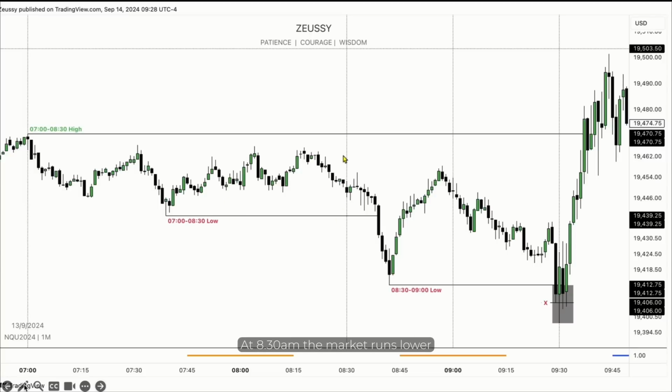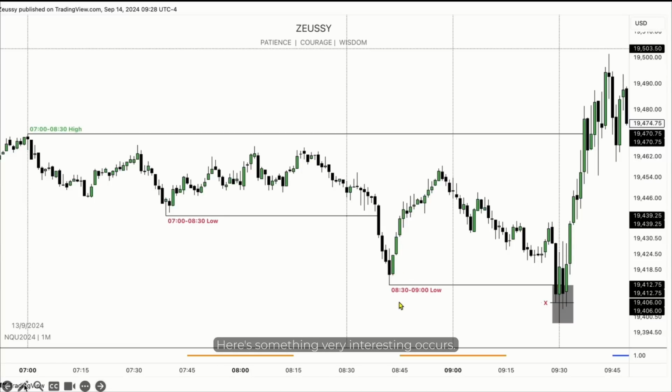At 8:30 a.m. the market runs lower and takes out the low of that consolidation. Between 7 to 8:30 that low formed, as you can see. The market forms a new low and then retraces. We form this high and the market slams lower. We form a new low that is below the low of 8:30 to 9. It's this down-close candle that takes out that previous 30-minute cycle low.